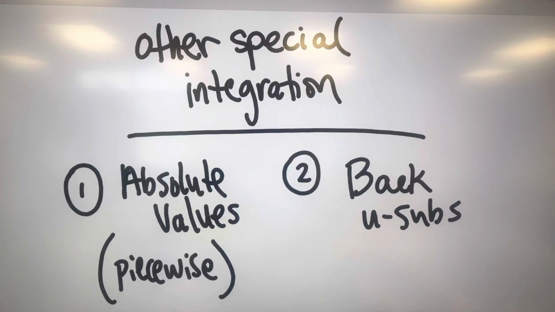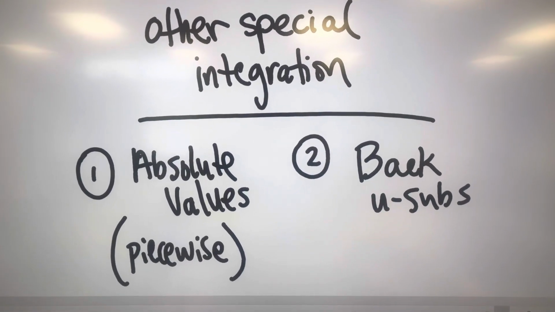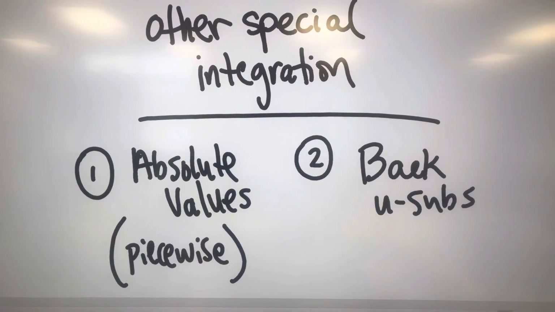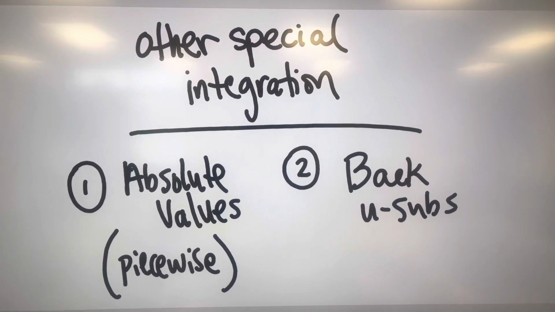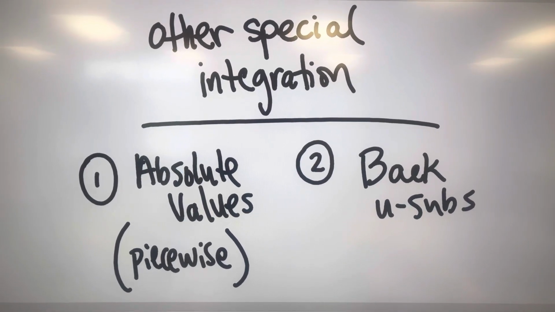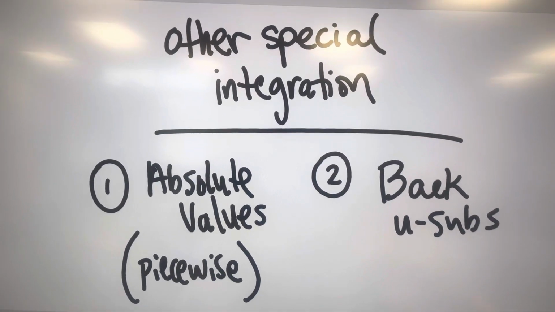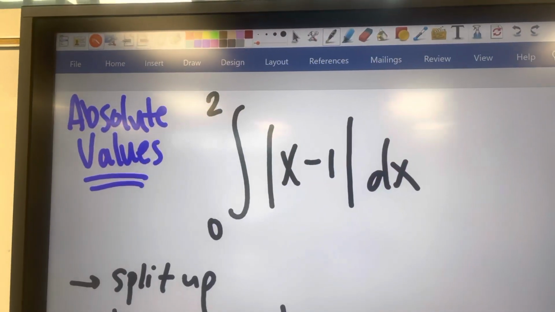So we've got other special integration problems. Number one is absolute values or piecewise, and then we have back U substitutions. So let's go over these ones together really quick. Absolute value, then back U substitutions. So here we go. Here's our first problem.